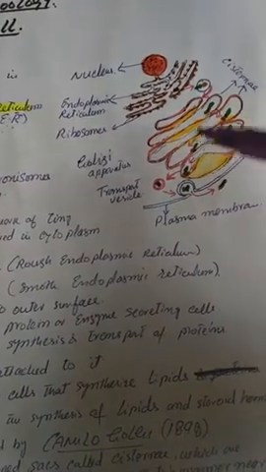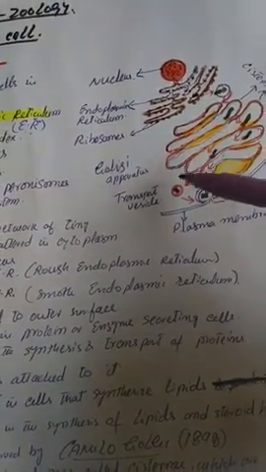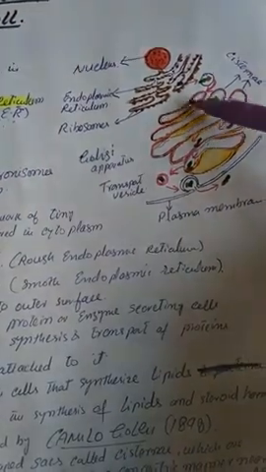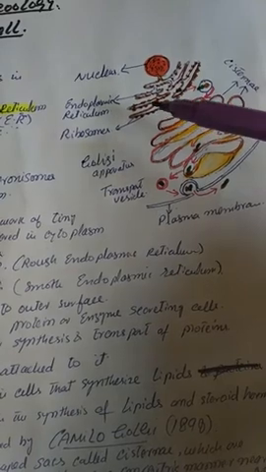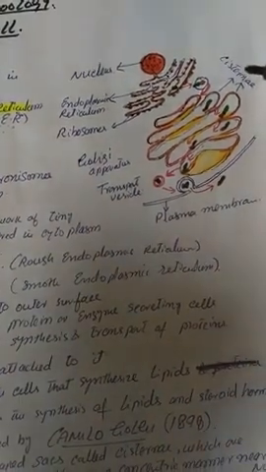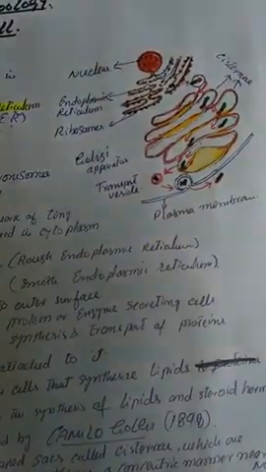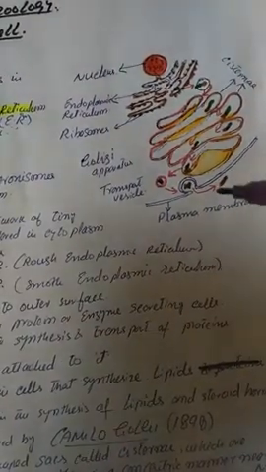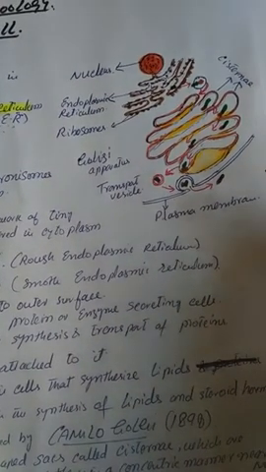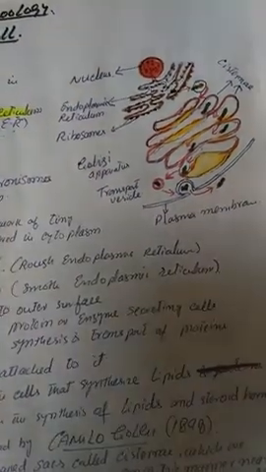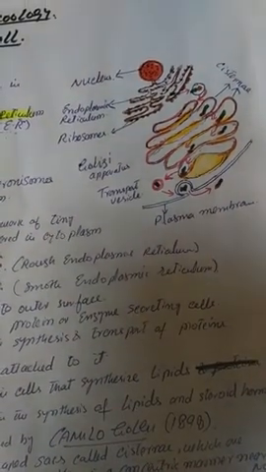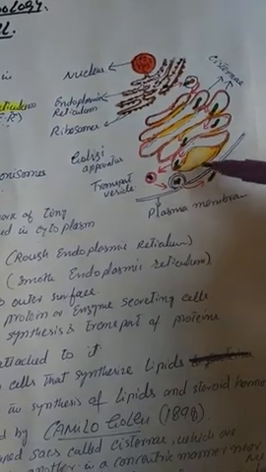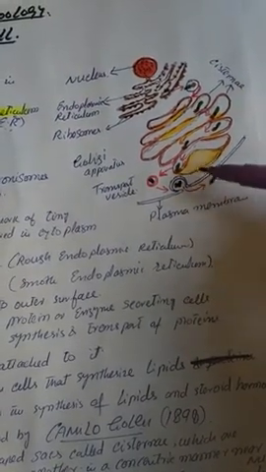Now, these cisternae have a distinct convex or cis face. This side is the cis face. The cis face pertains to the forming phase, where the substances are being synthesized or formed, facing the nucleus, and a concave face, also known as the trans face, or maturing face, that faces the outer surface of the cell. This is the trans or maturing face.